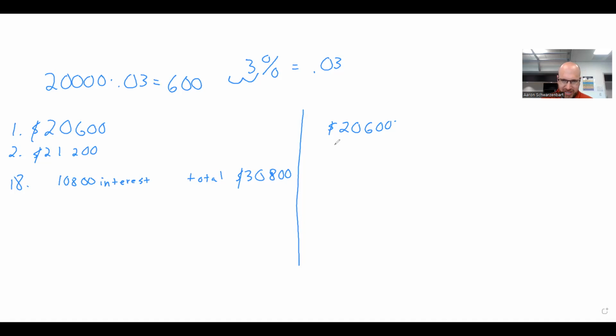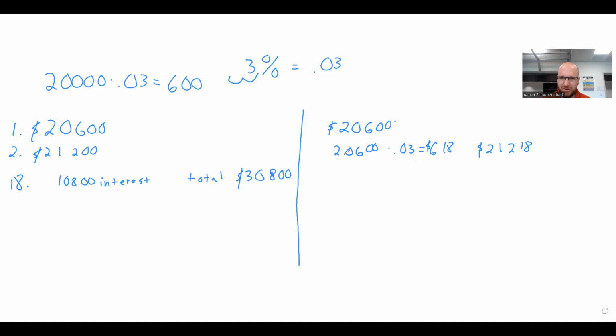Actually, my second year, I get 20,600 times my 3%. So I'm just going to put that into a calculator. And I get $618 interest. So I'll add that to my 20,600. I get $21,218. I got an extra $18. That's not bad. I'll take that.